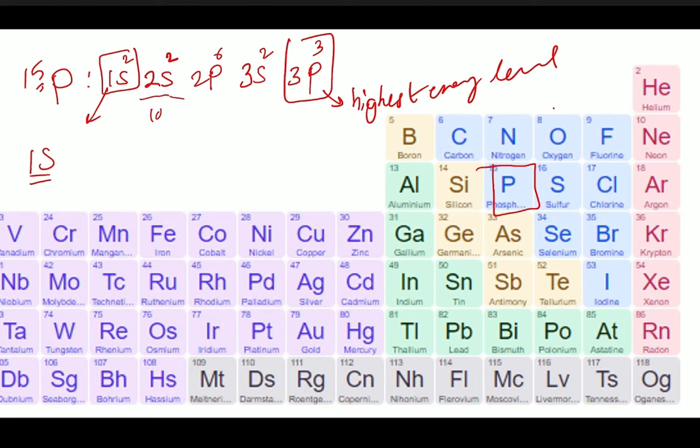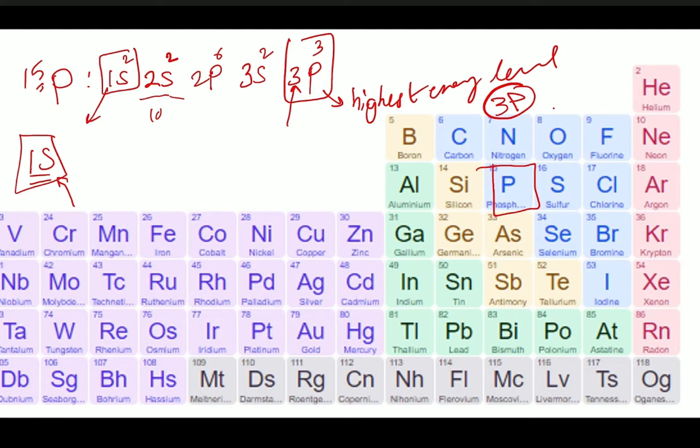You have to tell me about the 3 here, which refers to the principal quantum number, which is the number of shells or the energy level number. So we say the highest energy level is 3p and the lowest energy level is 1s. Why is 1s considered the lowest energy level? Because it's filled first. What about 3p? Why do we consider it the highest energy level? Because it's filled last.